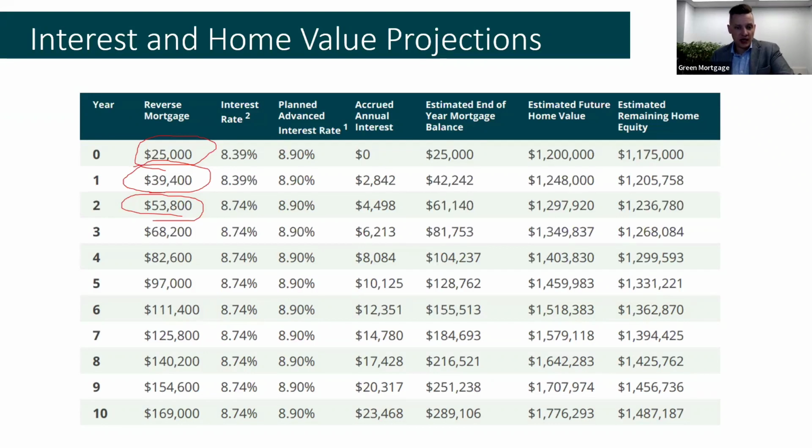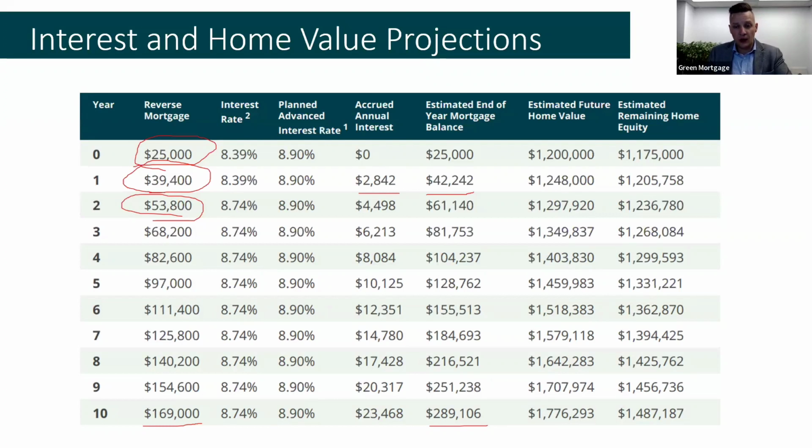The annual interest that accrues continues to add on, and so you can see that the outstanding balance after the first 12 months was the $25,000 she took out as the first lump sum, plus $14,400. That's 12 monthly payments of $1,200 a month, plus the interest that accrued on that amount, which is $2,842, and so she owes $42,000 at the end of that first year. Over time, that trend continues until in year 10, she's received in total $169,000. The total interest that has accrued adds up, and in total, she would owe $289,000 on the reverse mortgage.